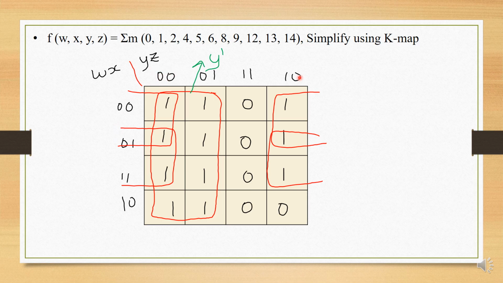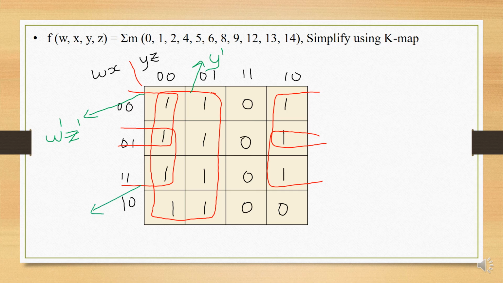When you look into these two values of the columns, we have 0 as a constant value for variable z. Now the product term for this quad is w bar and z bar. Now let us write the product term for the next quad.